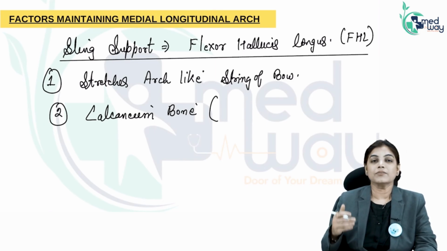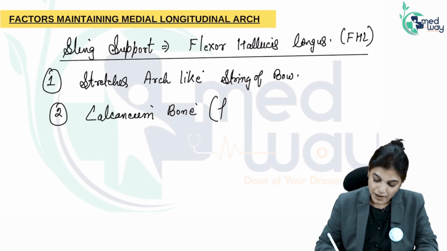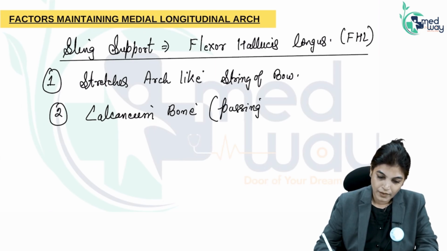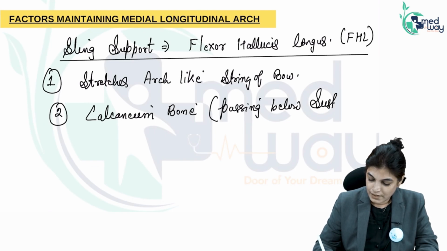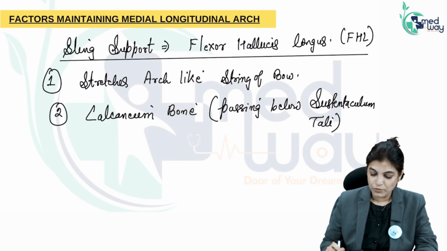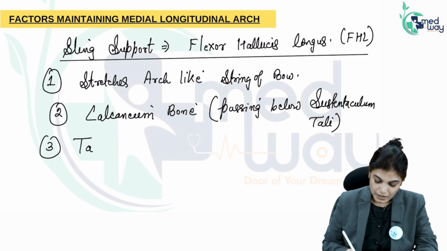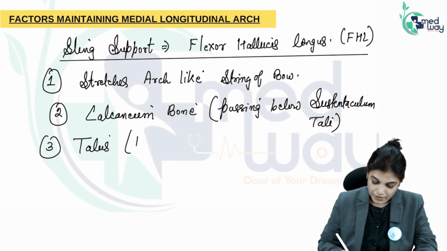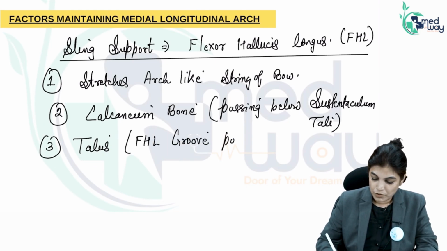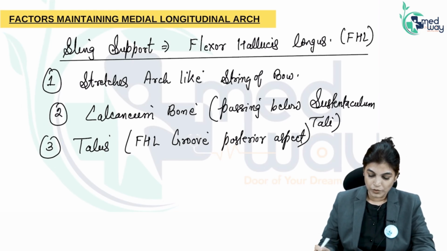The reason is that the flexor hallucis longus tendon is passing below the sustentaculum tali. What is the sustentaculum tali? It is a shelf-like projection of the calcaneum bone. The third is that it is also supporting the talus bone, because the flexor hallucis longus tendon grooves the posterior aspect of the talus bone.